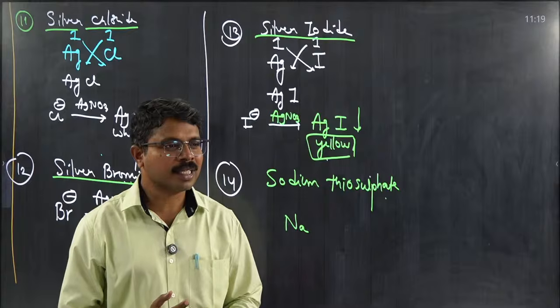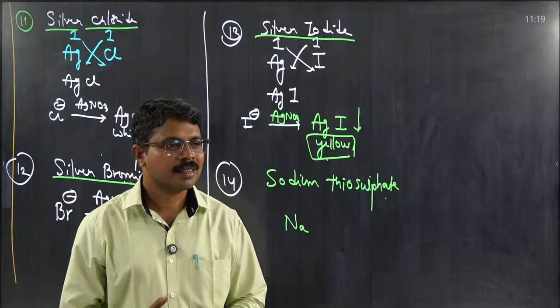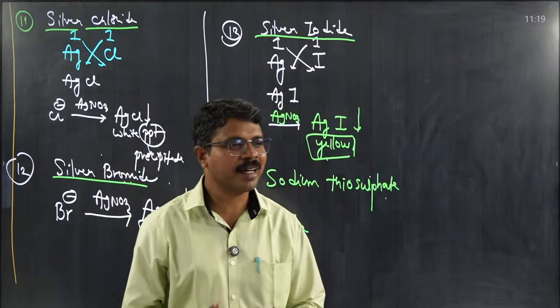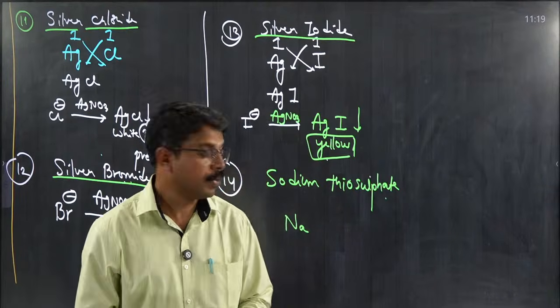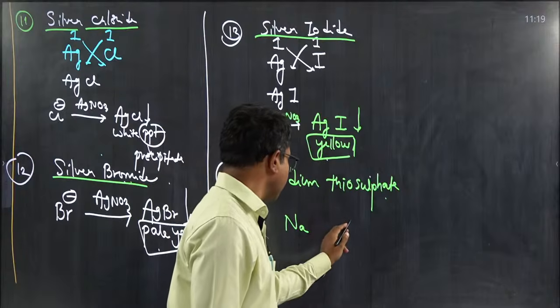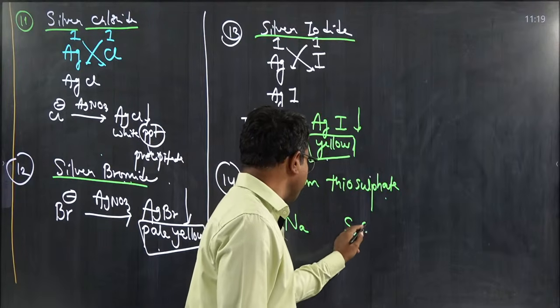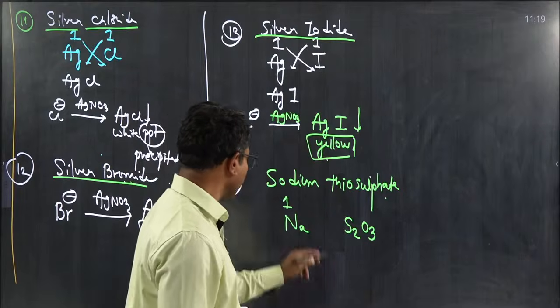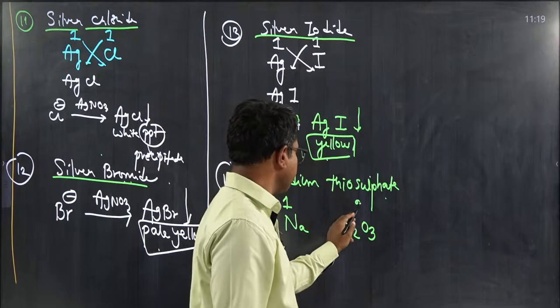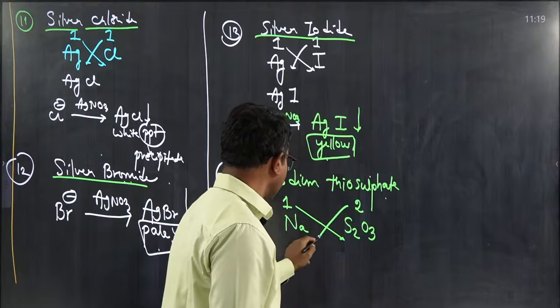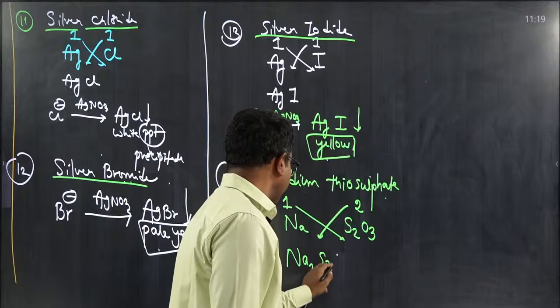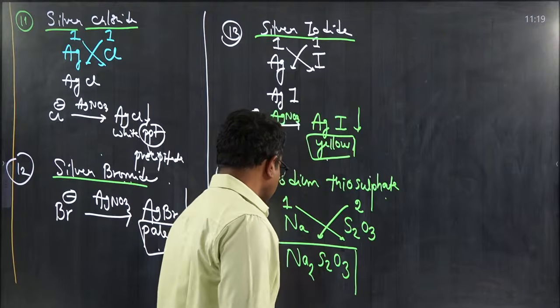Formula almost correct. I think the name is in a different way. Then that is the correct name. Okay, let me write the formula. Thiosulfate symbol is S2O3. The valency of sodium is 1 and thiosulfate valency is 2. If you cross these valencies, you will get the formula of sodium thiosulfate as Na2S2O3.